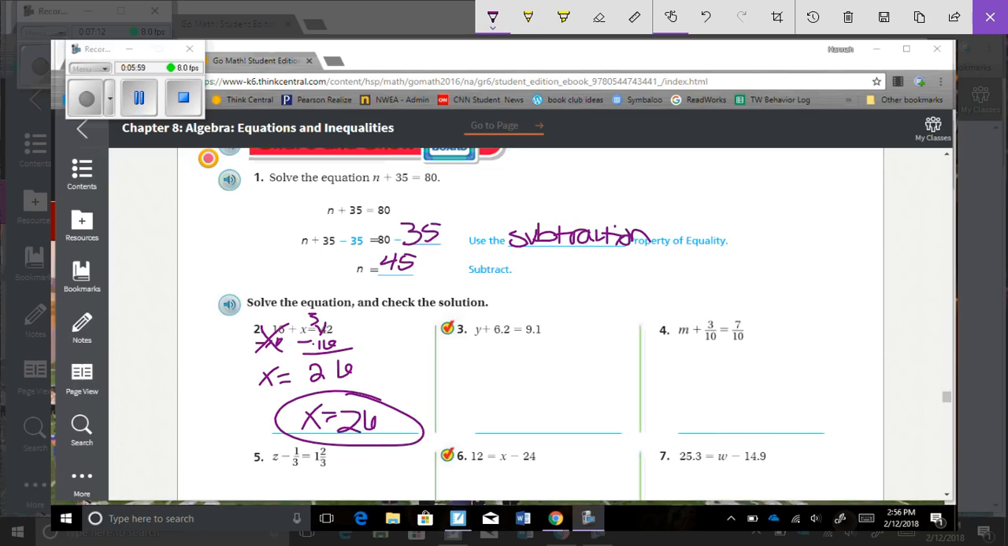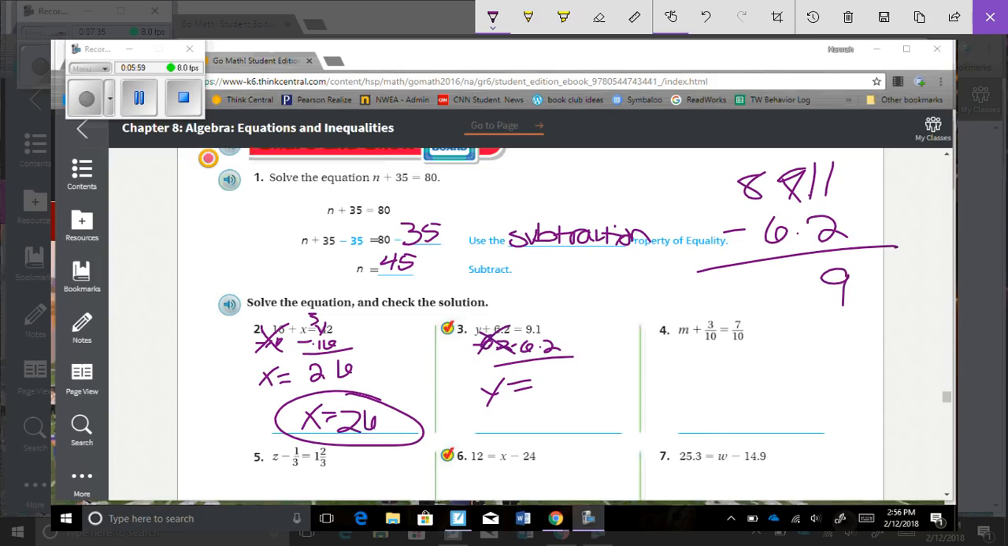Number 3, y plus 6 2/10 equals 9 1/10. I want the y by itself, so I'm going to subtract to get rid of that. So y equals 9 1/10 minus 6 2/10. 9 1/10 is 8 11/10, and 8 minus 6 is 2. So y equals 2 9/10.